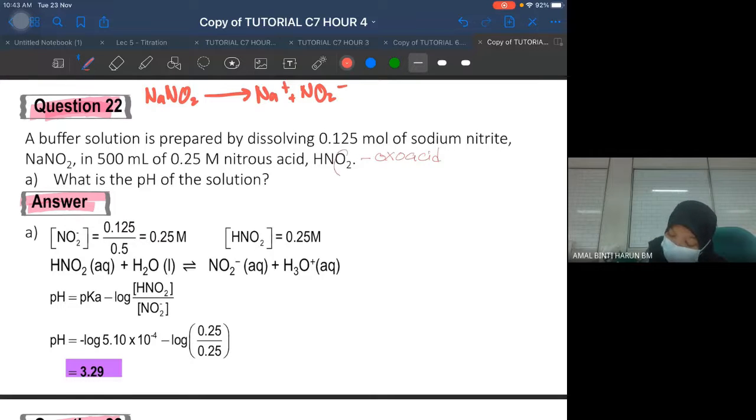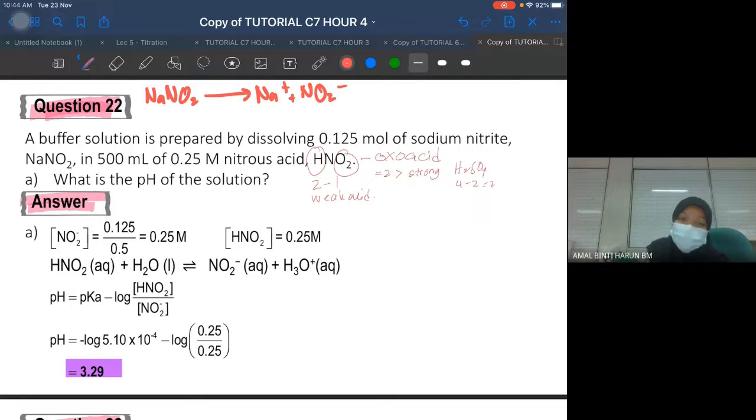Okay, you tengok beza dia antara hidrogen dan oksigen. So kalau beza dia sama dengan 2 atau lebih besar daripada tu, dia adalah strong. Contohnya H2SO4. So 4 minus 2. 4 oxygen minus 2 hydrogen. So it is 2. That means strong. Tapi ini 2 minus 1. 2 oxygen minus 1 hydrogen. So it's considered as a weak acid.